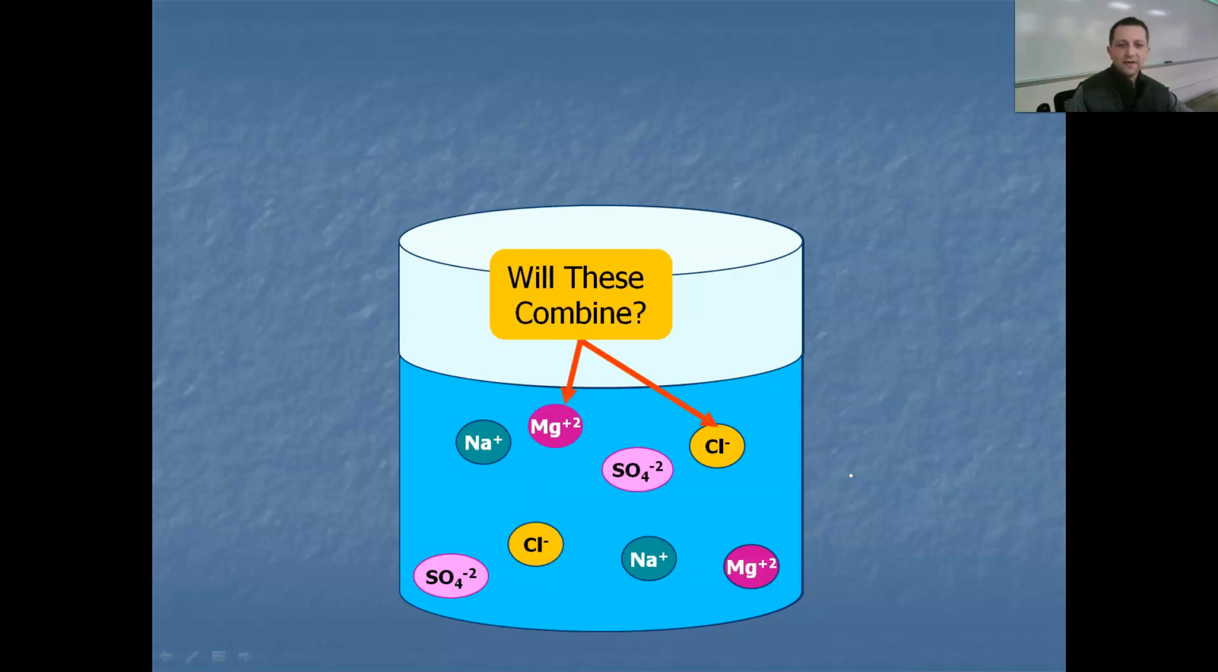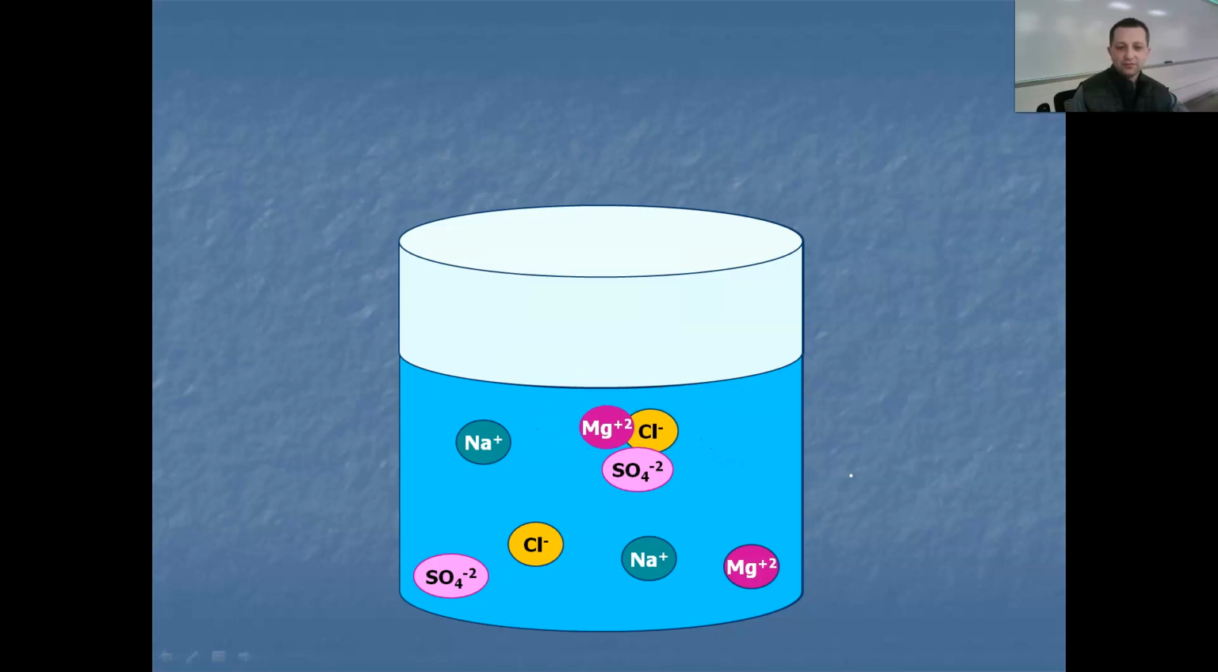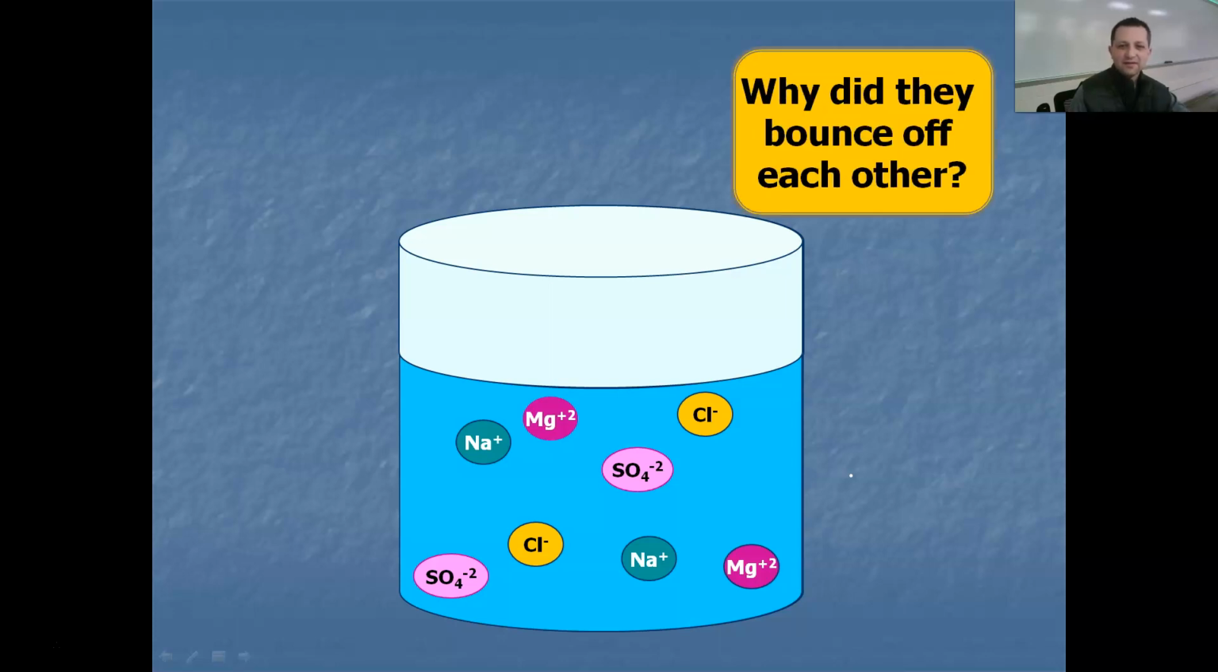All right, another option, Mg+2 and Cl-1. Logic would say that, yeah, this is going to happen. We're going to have these 2 ions combine because opposites attract. Let's see what actually happens, though. Okay, nothing. So they just kind of bounce off each other. So why is that? Why do they bounce off each other when logic would say that they come together?